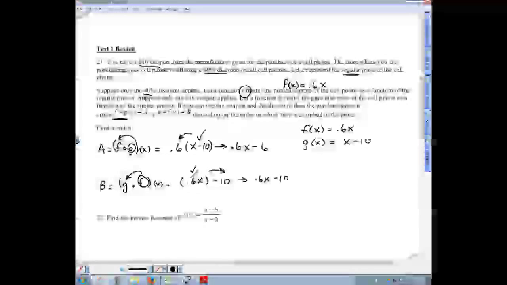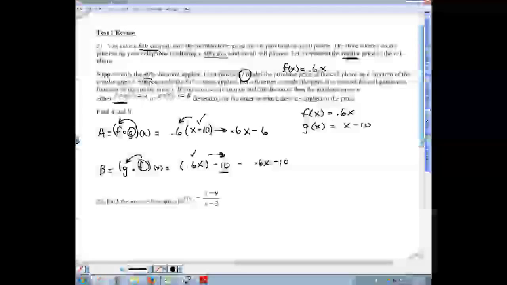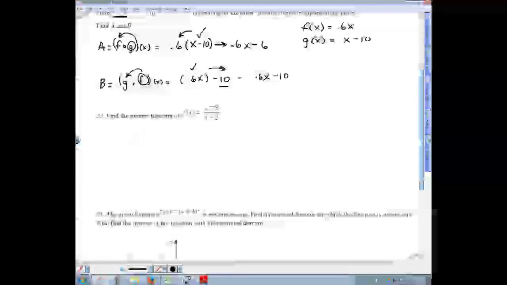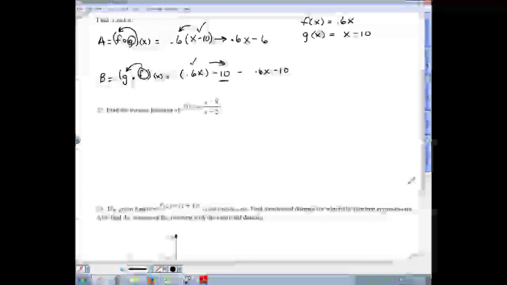It's taking 40% off and then subtracting 10 from that. So the better deal is g of f. You're going to save a lot more money. Well, a lot more, I don't know. You're going to save more money doing it that way. Okay, question 22 is from section 2.8.